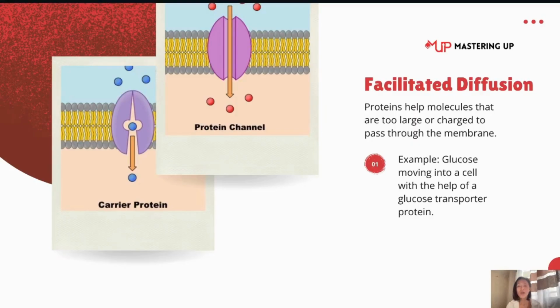For example, glucose molecules enter the cell through a glucose transporter protein in the membrane. Another example is ions like sodium or potassium, which move across the membrane through ion channels. Facilitated diffusion, like regular diffusion, moves substances from high to low concentration, but it requires a protein to assist the process.